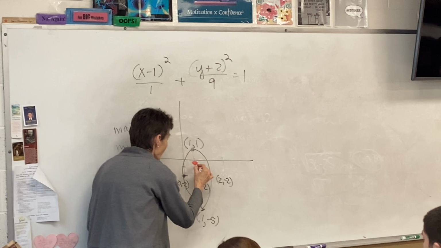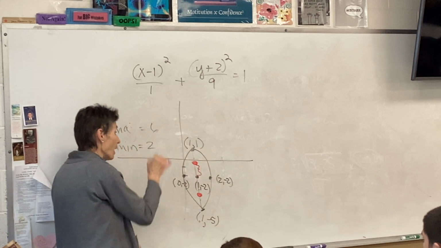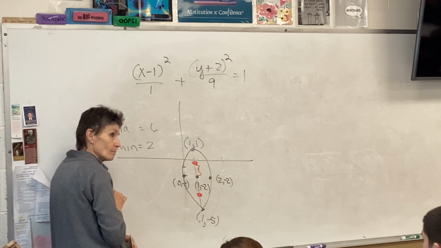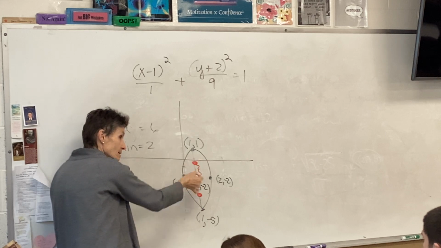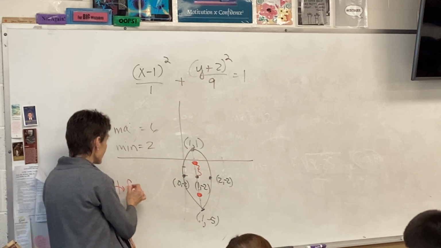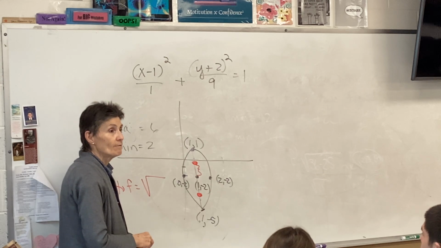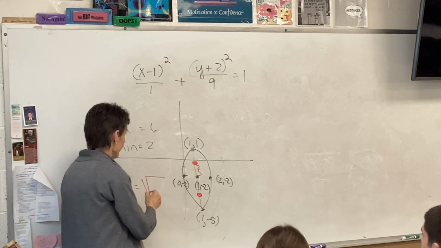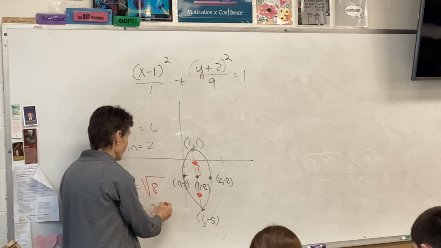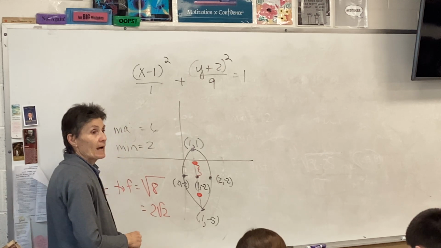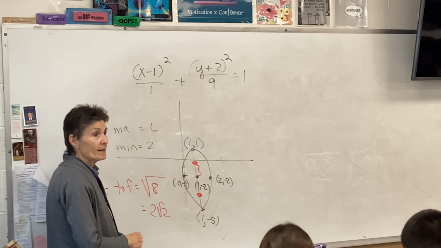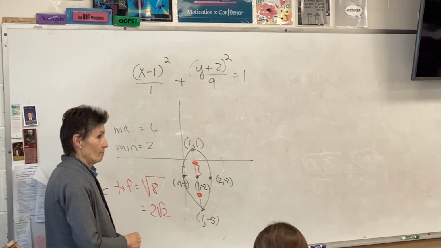I need to figure out how far up to go. Right here, that distance. So center to focus, what will it be in this problem? The square root of 8, which is 2 root 2. How did we get 8? 9 minus 1.